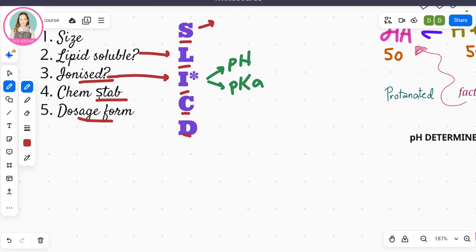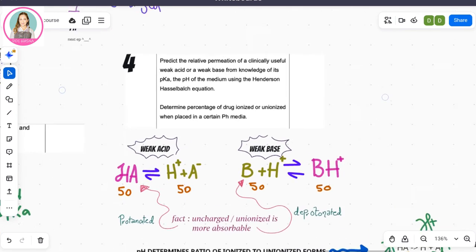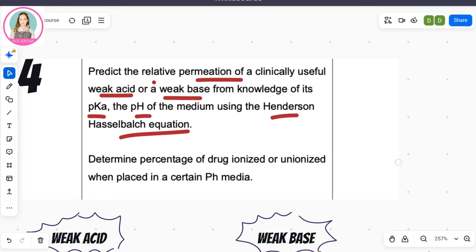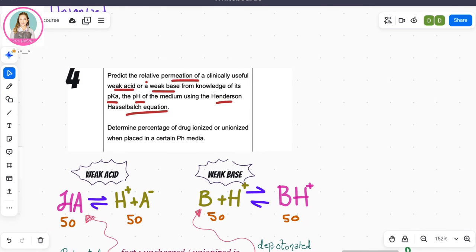But now our purpose today is to talk about this ionized form. We're trying to get to the bottom of this objective. Predict the relative permeation, meaning absorbability, of a weak acid or weak base from knowledge of its pKa and the pH of the medium using Henderson-Hasselbalch. What the heck was that objective? So this LO itself is so confusing, but you will understand it in a while, because I'm going to explain it to you in the best way possible. It took me a while to understand this objective in the first place. Now, let me make it simple for you.